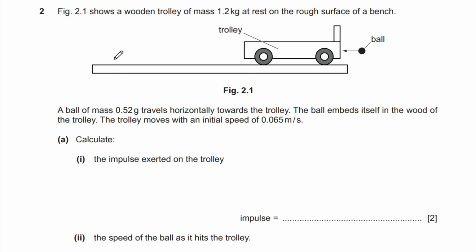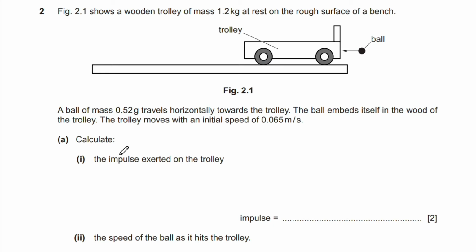Figure 2.1 shows a wooden trolley of mass 1.2 kg at rest on a rough surface of a bench. You can see this is a trolley, and a ball of mass 0.52 grams travels horizontally towards the trolley. The ball embedded itself in the wood of the trolley. The trolley moves with an initial speed of 0.065 meter per second.